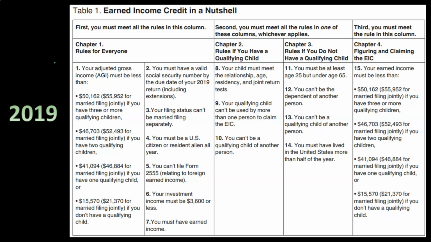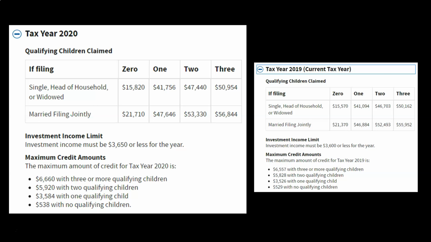So economists kind of like the earned income tax credit because of that incentive kind of option. So here's what it looks like. First you must meet all the rules in this column. So here's the column, we got to meet these rules. Your adjusted gross income, or AGI, must be less than, and here's all the caps, right? These are normal kind of phase out caps. So 50,000, and these are the 2019 numbers, so it's going to be changing slightly for 2020, which we'll see here.